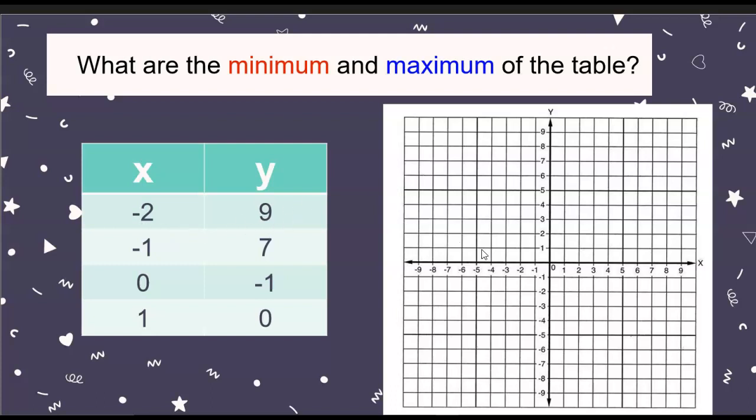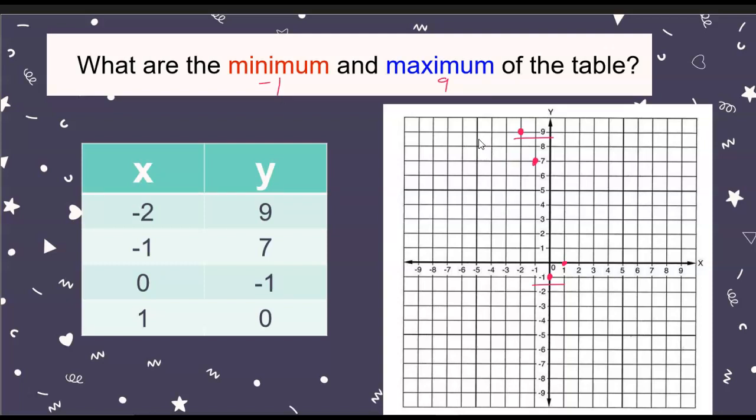So if we graph these, -2, 9 goes there, -1, 7 is here. We have 0, -1, which is here, and then 1, 0. Now it's pretty easy to see where our top value and our bottom value is, right? There's our top value at 9, and here's our bottom value at -1. So the top value is 9, the bottom value is -1. That's our maximum and our minimum.